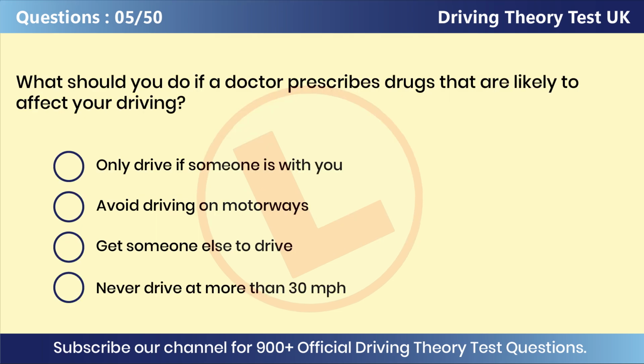Question 5. What should you do if a doctor prescribes drugs that are likely to affect your driving? A. Only drive if someone is with you. B. Avoid driving on motorways. C. Get someone else to drive. D. Never drive at more than 30 miles per hour.